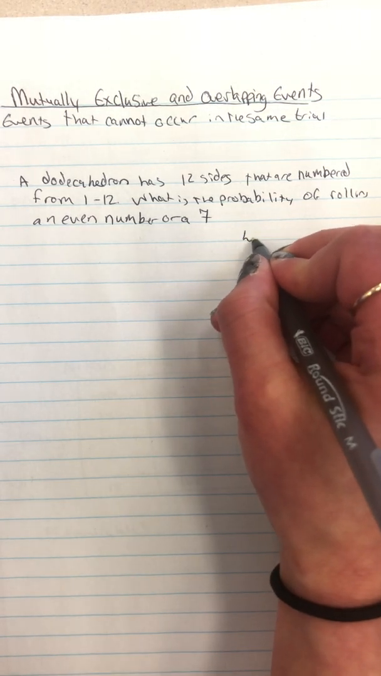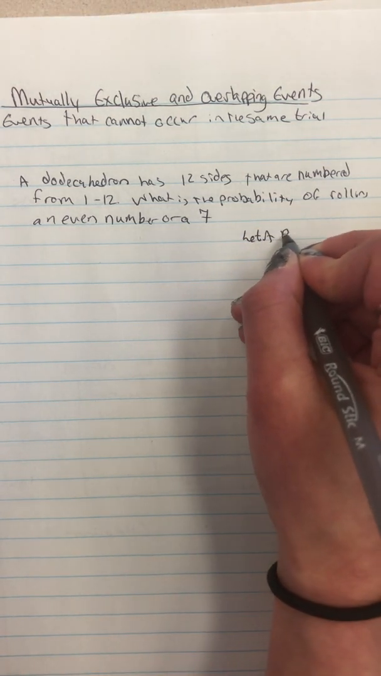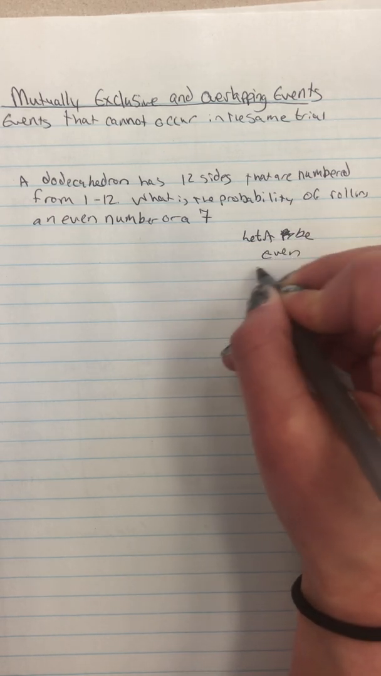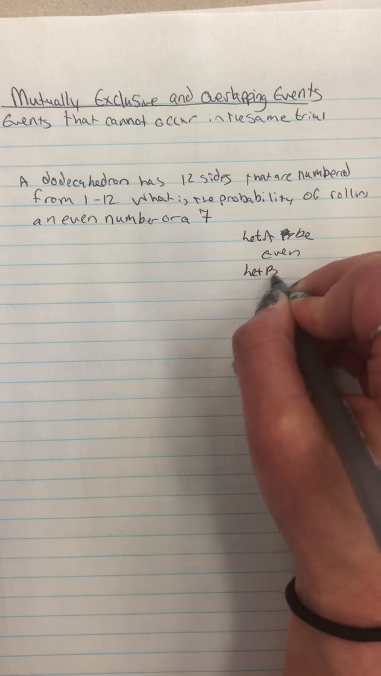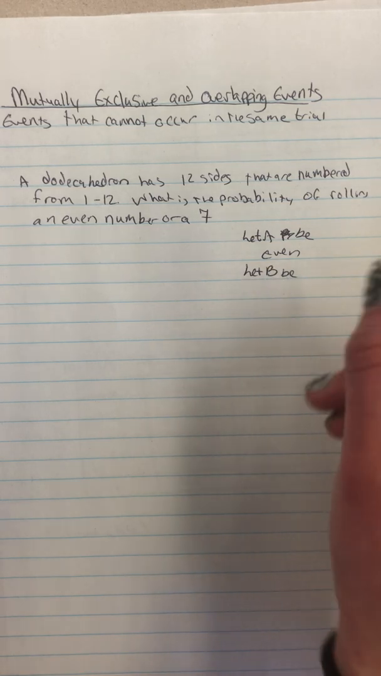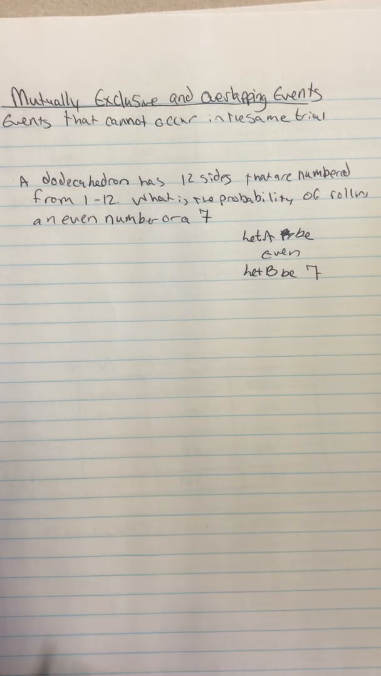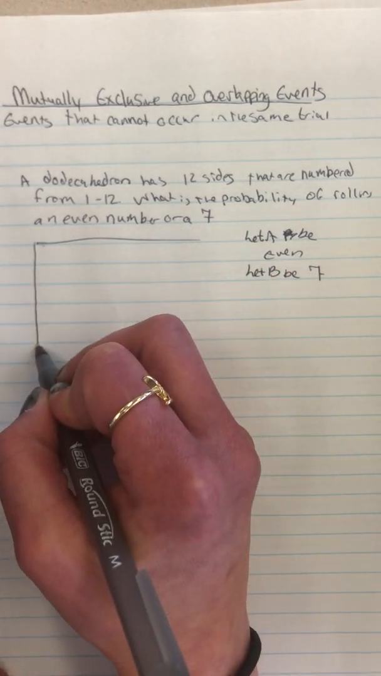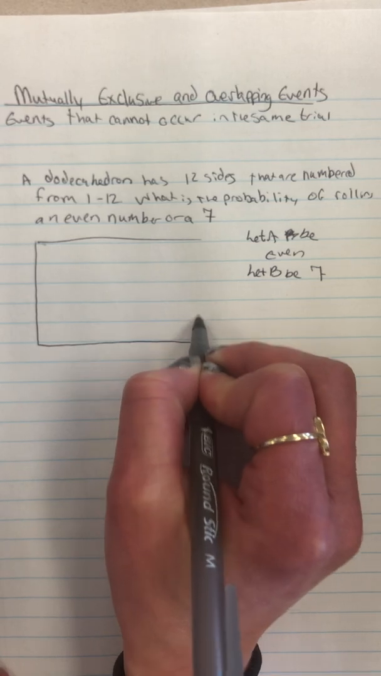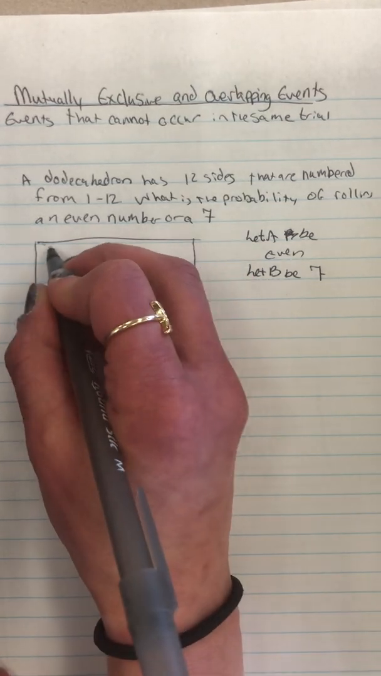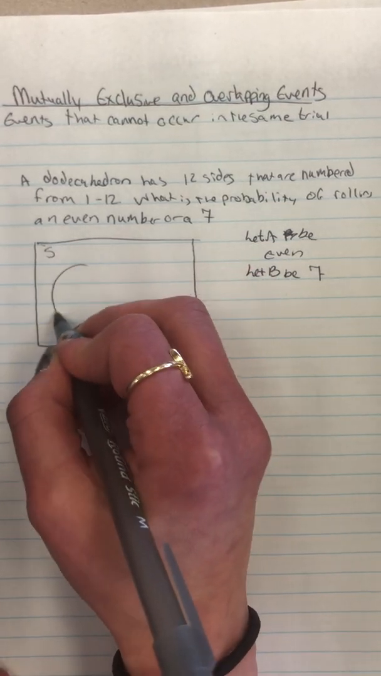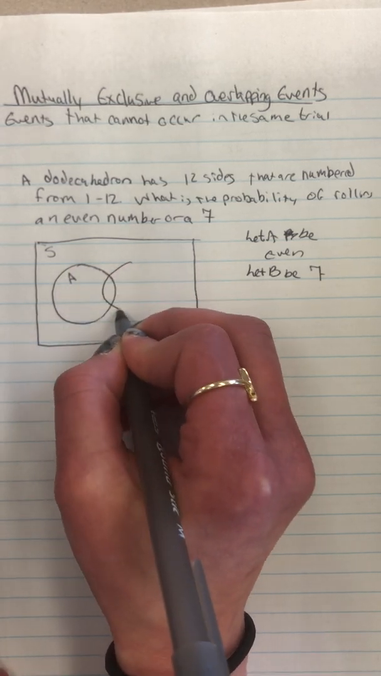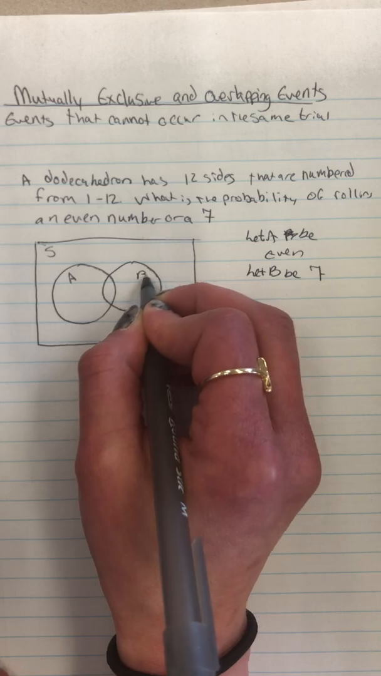we're going to let A be even and let B be rolling a 7. So we're going to start off with our sample. Again, as you guys remember, a universal set is going to be our sample for this one. So again, we have 12 sides total. A is going to be even, so this is going to be A. And B is going to be rolling a number 7.